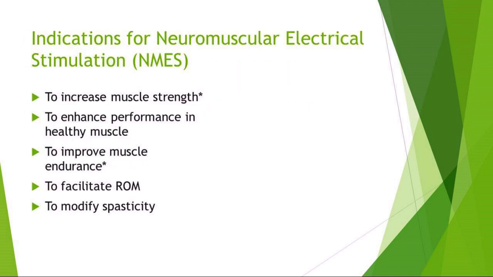So these are the 5 indications for strengthening for neuromuscular electrical stim. So just to increase muscle strength. To enhance performance in healthy muscle. This is rarely done in a PT setting, probably more in an athletic training or research type setting. To improve muscle endurance, to facilitate range of motion, or to modify spasticity.